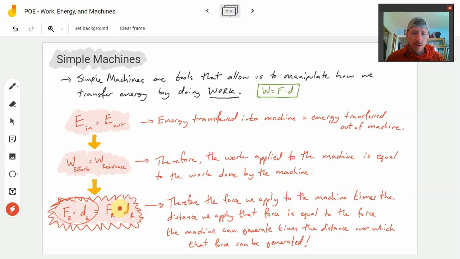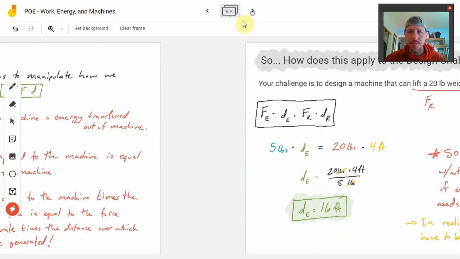We have our effort work over here and our resistance, or generated, work over here, and they always have to equal each other, minus frictional losses. But in an ideal situation, they equal each other. So this is the key idea with how simple machines work. By using machines in certain ways, we can do things that seem impossible. We can apply a smaller force over a greater distance to generate a bigger force over a smaller distance. And that's the big thing.